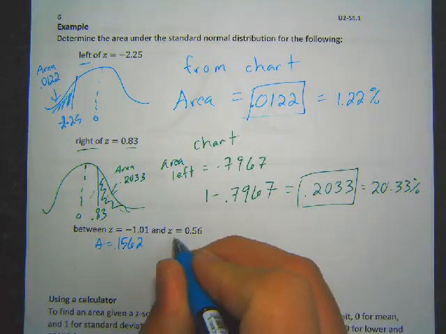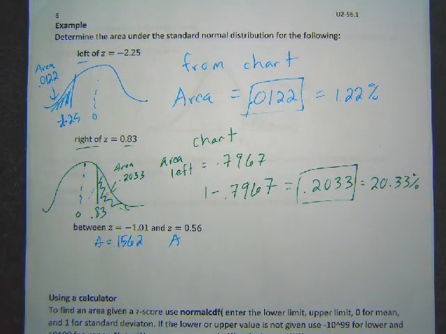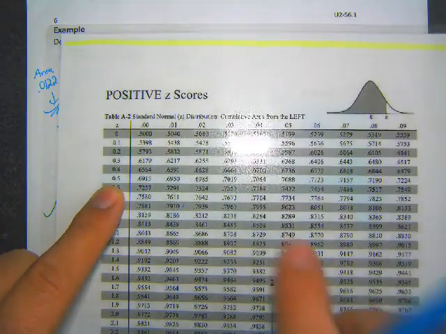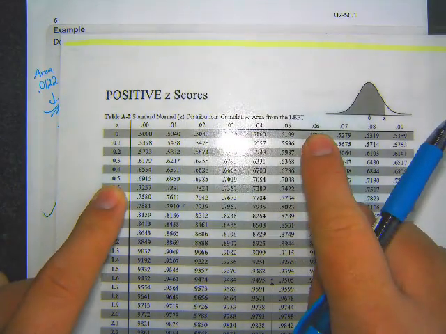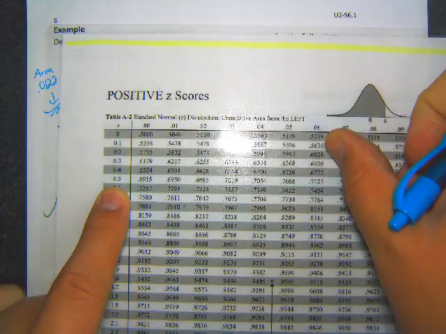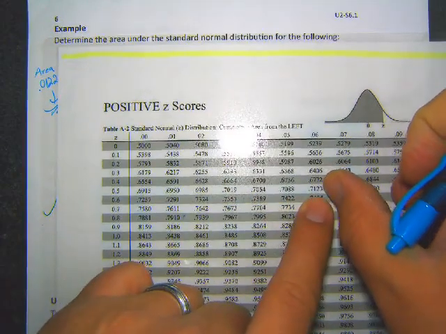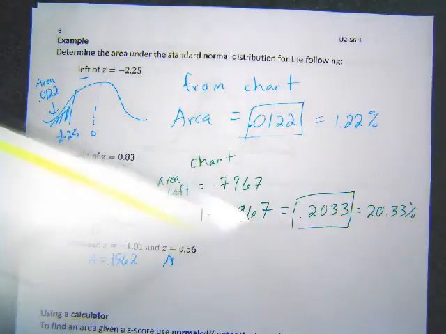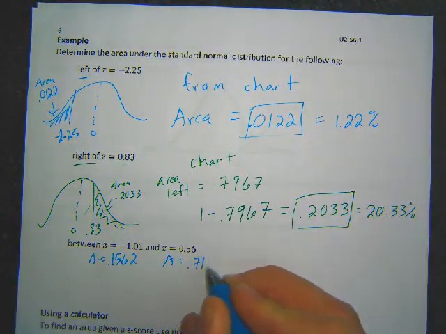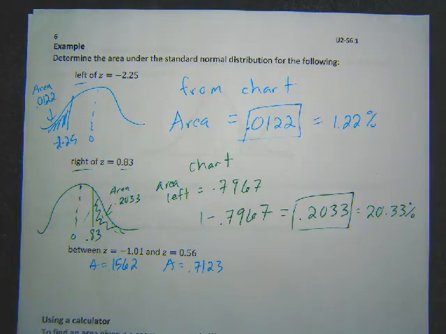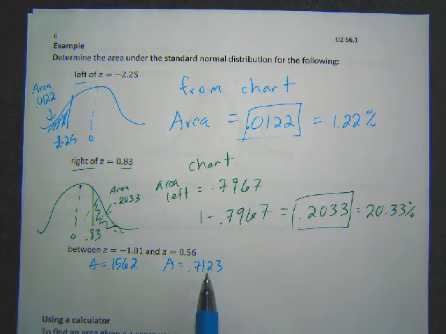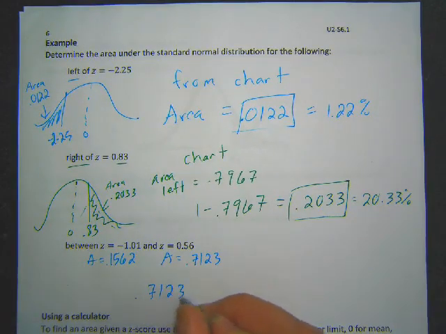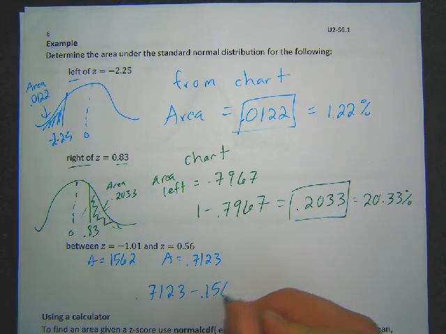Let's find the area for the next one. This one is a positive, so we're going back to the positive side. It's 0.56. I'm going to find 0.5 and then a 6. Then we come down here and over here, and we find that that one is 0.7123. Now because we want between, we're going to take the bigger area, always the bigger area, and subtract the smaller. So we're going to take that 0.7123 and subtract the 0.1562.